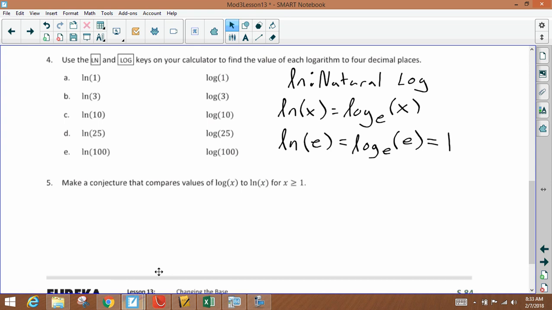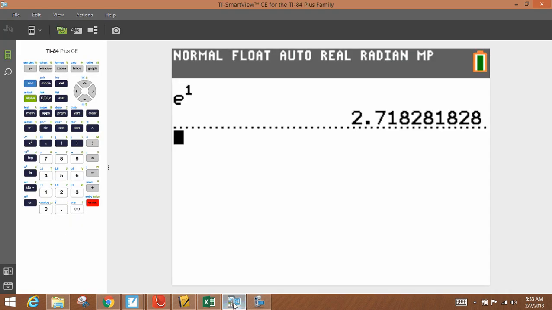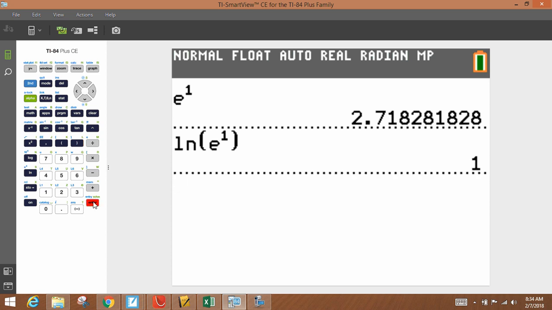So now we know what e is. We understand that natural log is log base e. We can put that in our calculator. So what if we put ln, natural log of, and then we can also get the number e from our calculator. And this should be 1, right? And it's 1 because natural log is log base e.